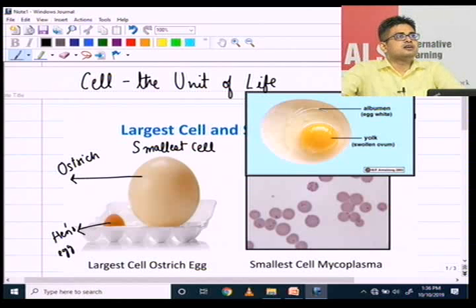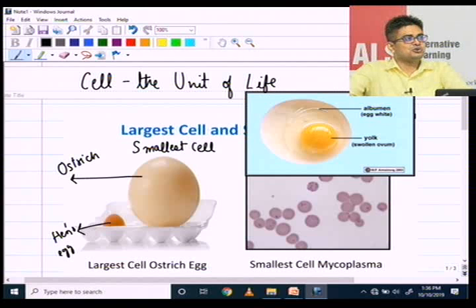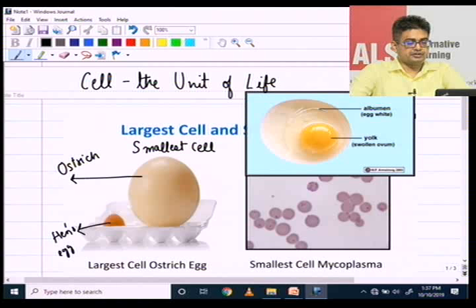Yeah, I'll send this picture in your group later. Just wait a bit, because I'll have to send it to everyone. Alright. And the smallest cell, mycoplasma, is also shown here. It's seen under the electron microscope or a very high power magnification light microscope.